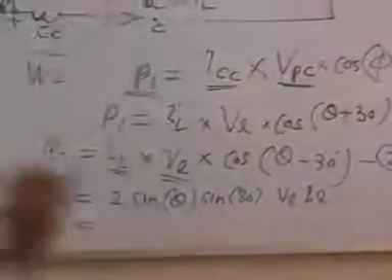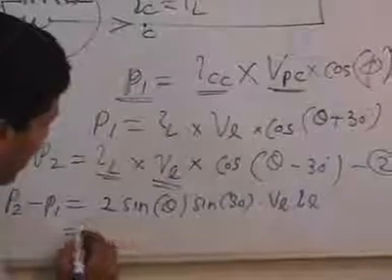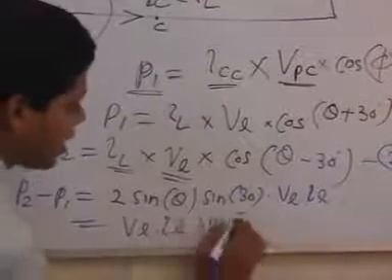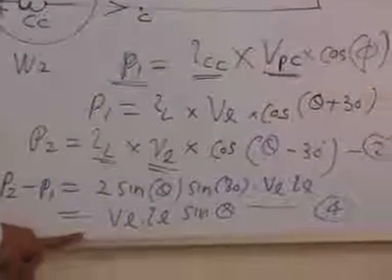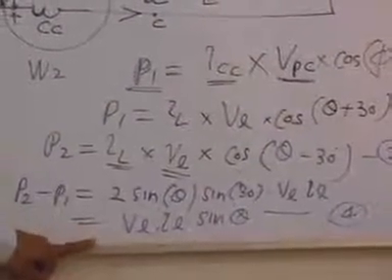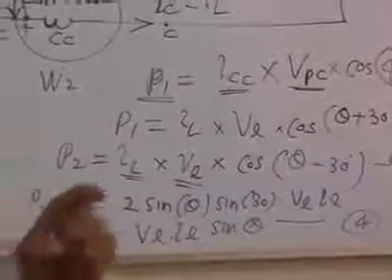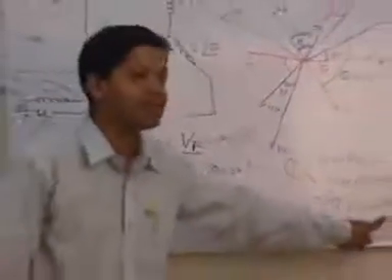So what is sin 30? 1 by 2. What remains here? VL IL into sin theta. Equation number 4. What is this power? Is this Q3 phase? No. Q3 phase is how much? P3 phase is root 3 VL IL cos theta, so Q3 phase is root 3 VL IL sin theta.